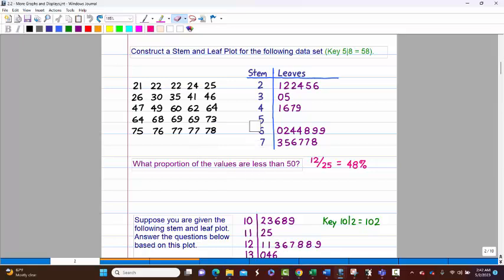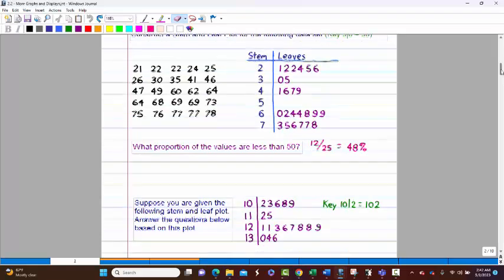Because all I have to do, for less than 50, is use all the leaves that go in the 2, 3, 4 stem rows, because those are all going to be numbers less than 50. So I just count out the number of leaves in these first 3. 6 plus 2 is 8, plus 4 is 12, so it's 12 out of 25, which is 48%, which is also 0.48. So there you go. That's kind of a skill, being able to see how to read that.